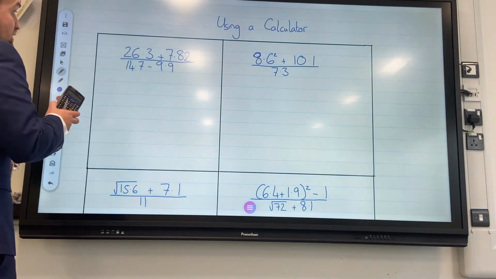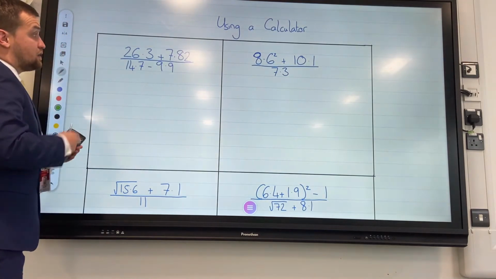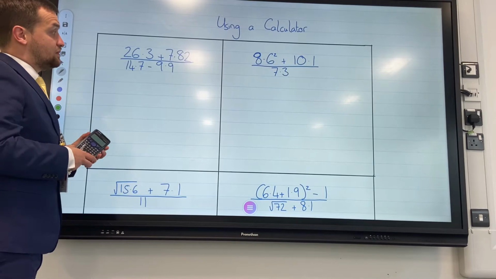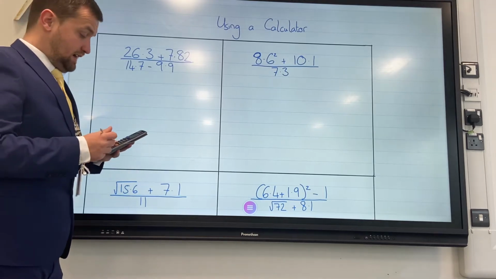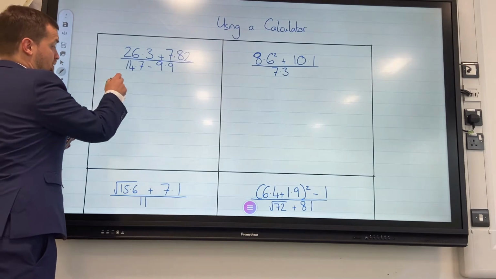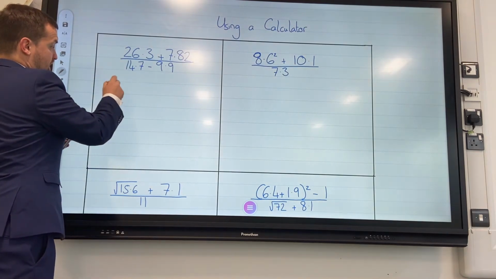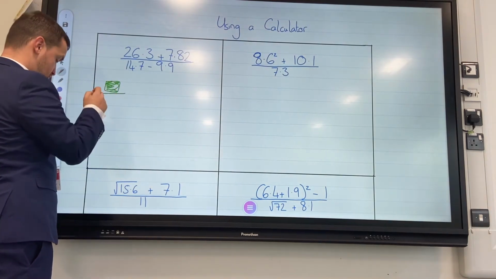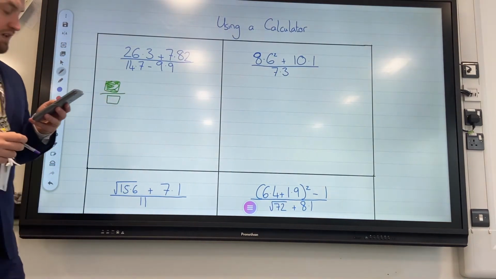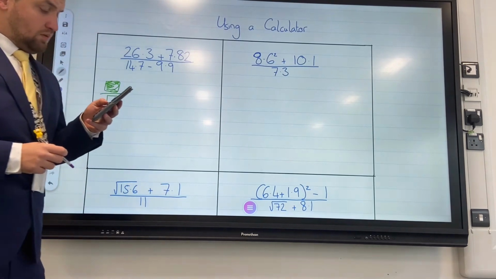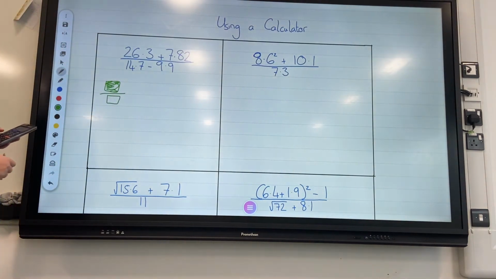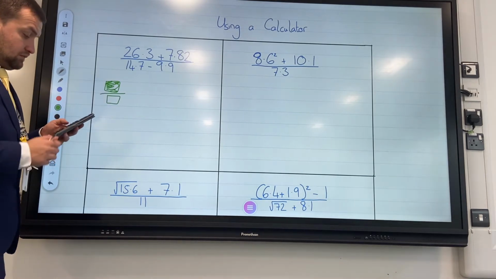So, first question, 26.3 plus 7.82 all over 14.7 minus 9.9. Okay, so when you get a question like this, the first thing you need to find is a button that looks like that. Okay, it's a kind of a rectangle that's coloured in on the top with a fraction line, and then a rectangle that's not coloured in on the bottom, on the denominator of the fraction. You're going to push that, okay?